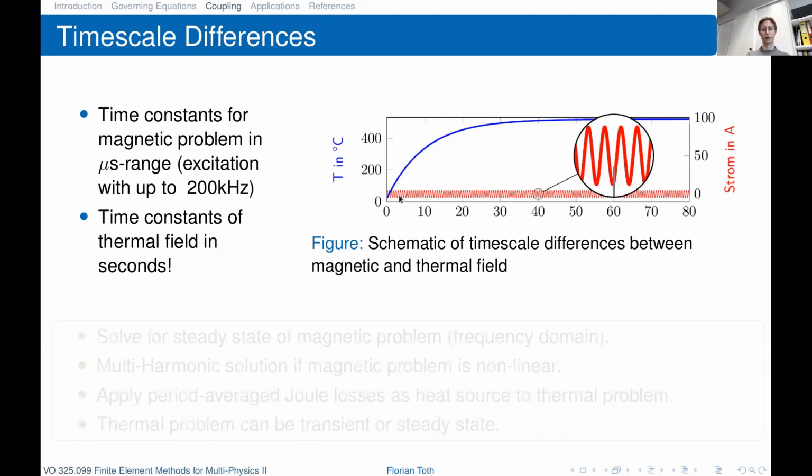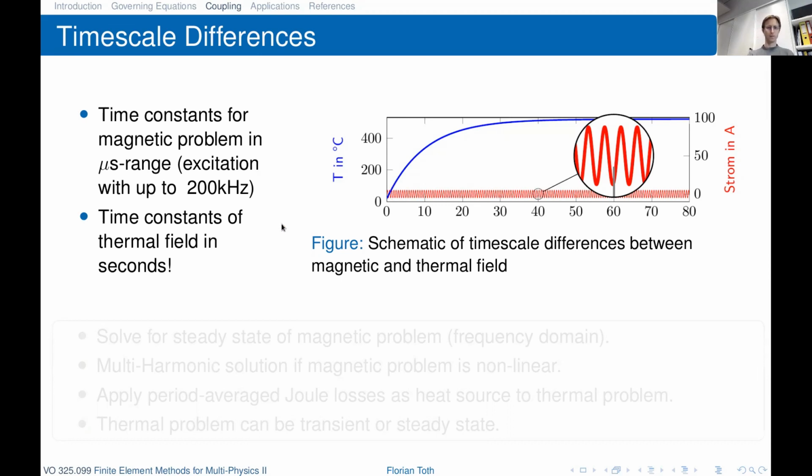And if you want to couple this phenomenon strictly, so to say, you would have to stick to the small time constant. So for each time increment you do for your magnetic simulation, you have to solve the thermal problem, compute the new temperature, and then iterate until you have convergence between the two fields.